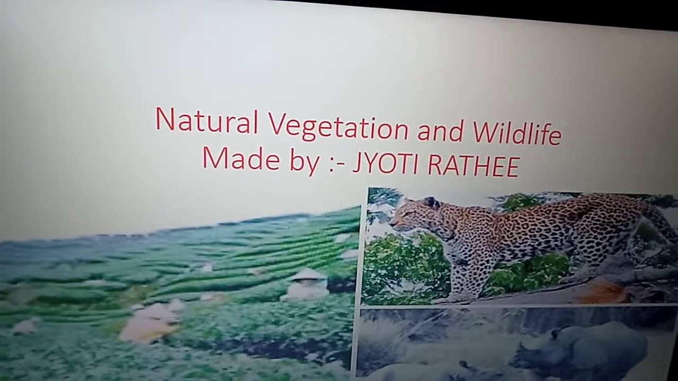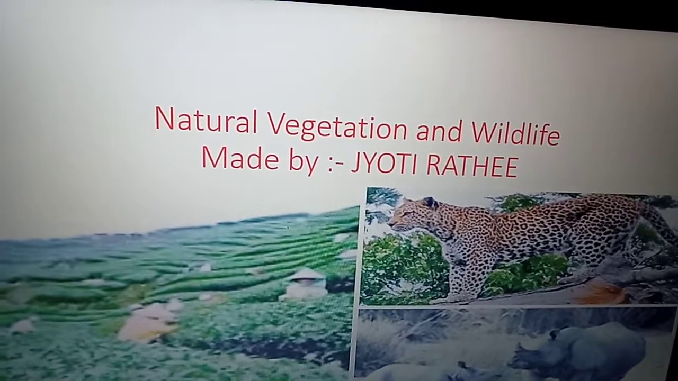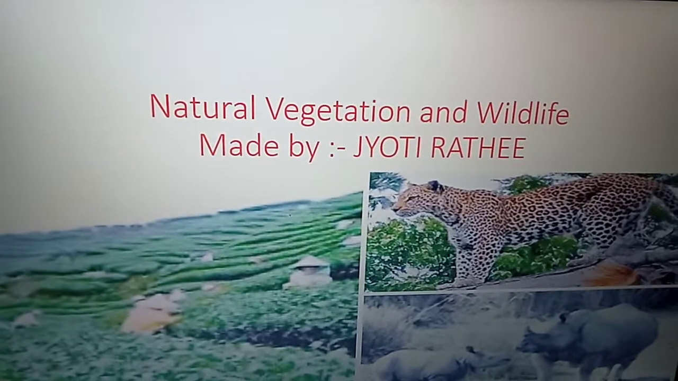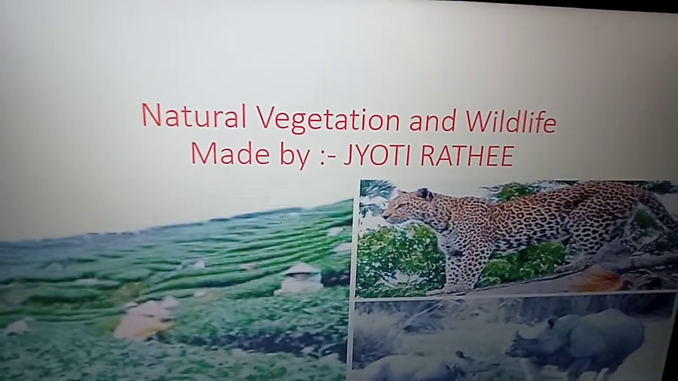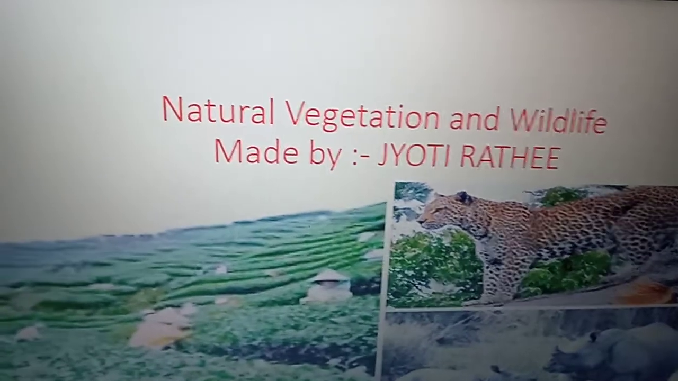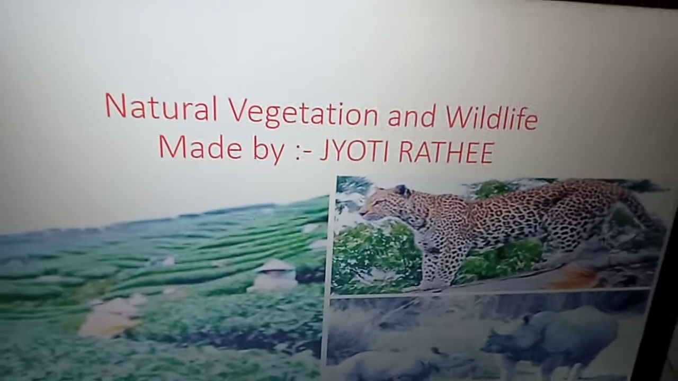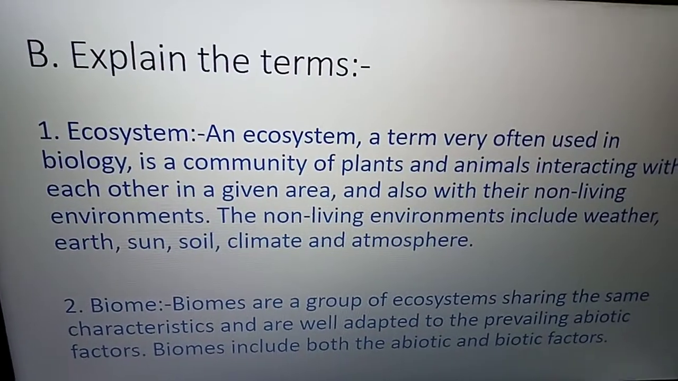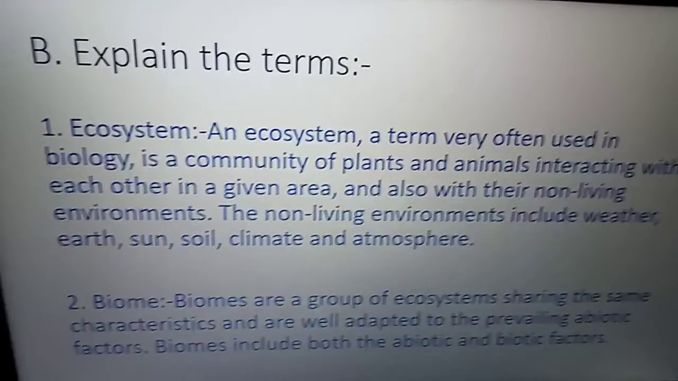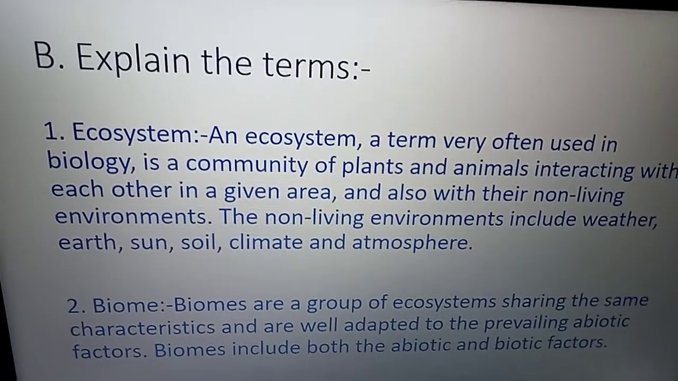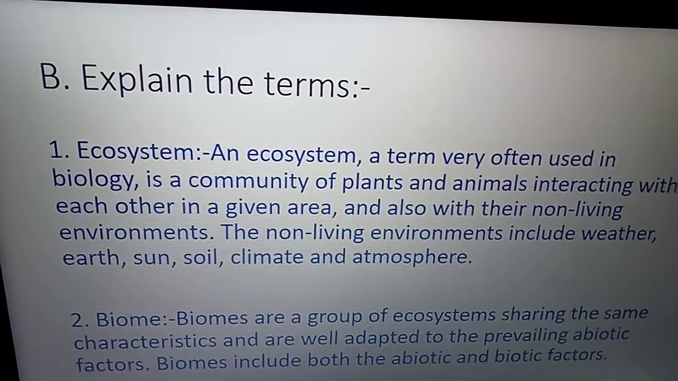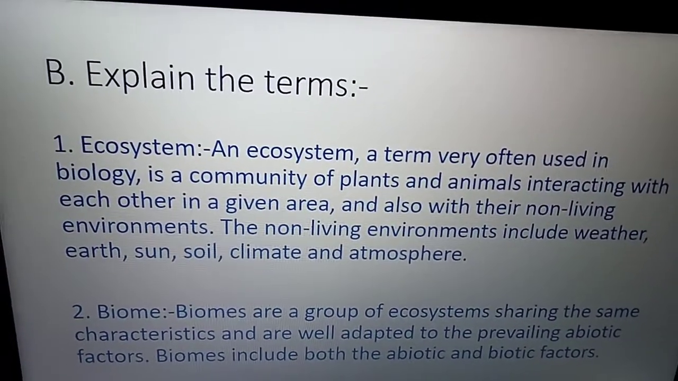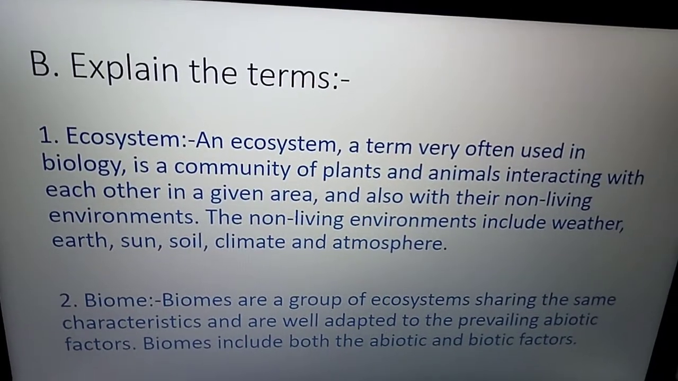Today we will do the question answer of this chapter. As you know, we have studied this chapter, Natural Vegetation and Wildlife. So in our chapter, B part is also given in the book, and this is explain the terms. First of all, students, you will note down all the question answer in your fair notebook. Clear? The first one is, here is given, ecosystem.